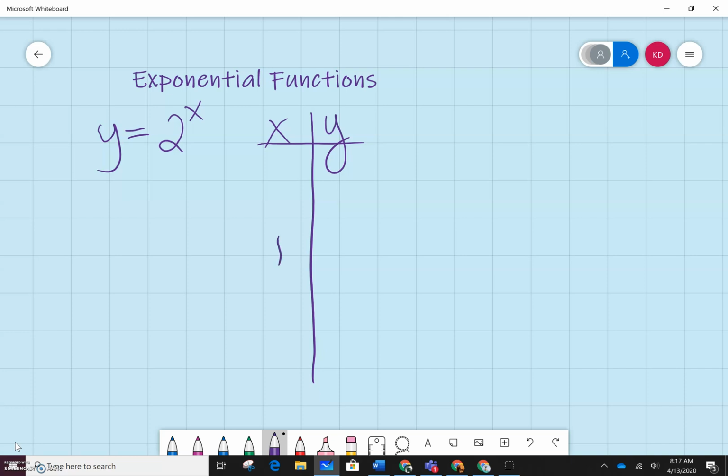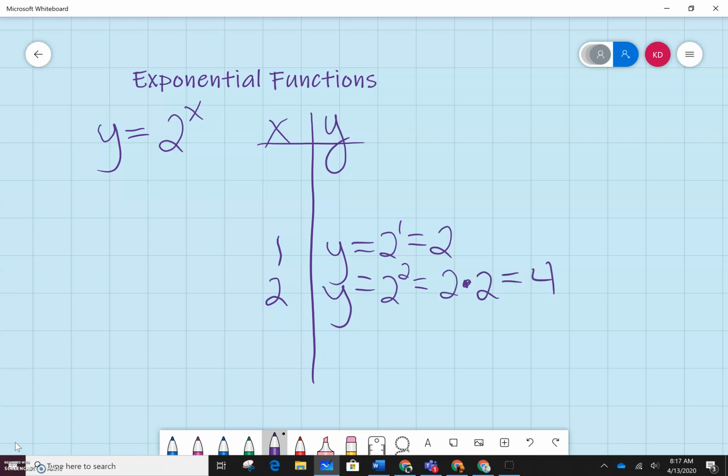If I plug in 1 for x, that would mean that y equals 2 to the power of 1, which means that y equals the number 2. If I plug in 2, that would mean that y would equal 2 to the power of 2, which is 2 times 2, which is 4. That would mean that y equals 4. And if I plug in 3, y would equal 2 to the power of 3, which is 2 times 2 times 2, so that equals 8.